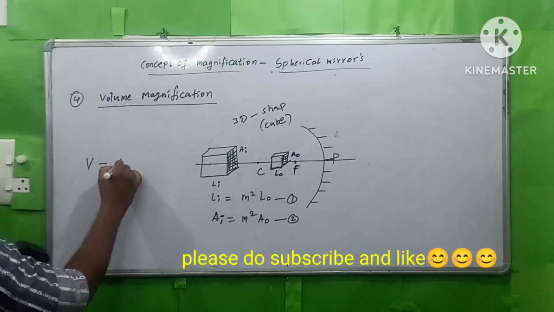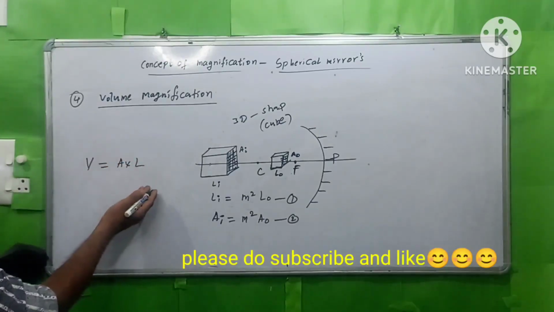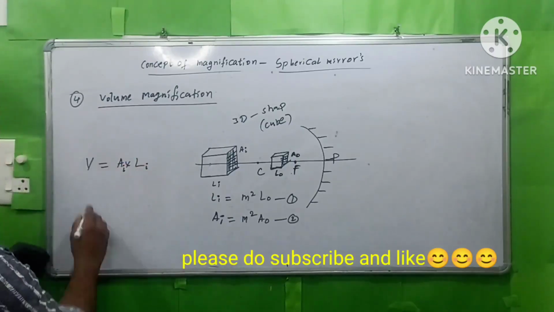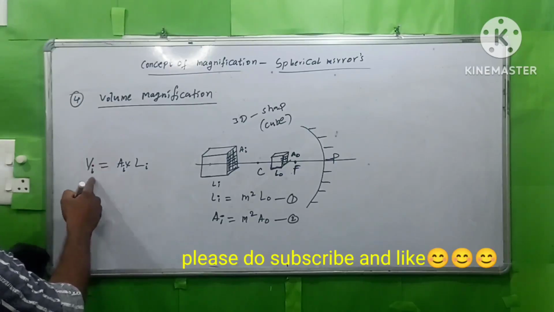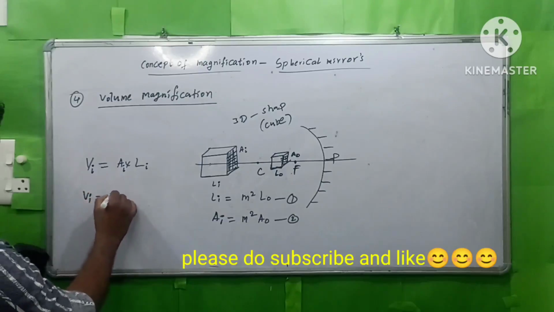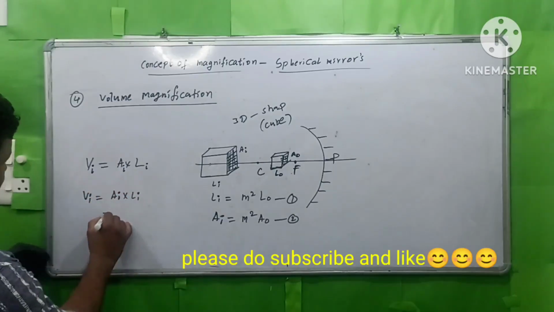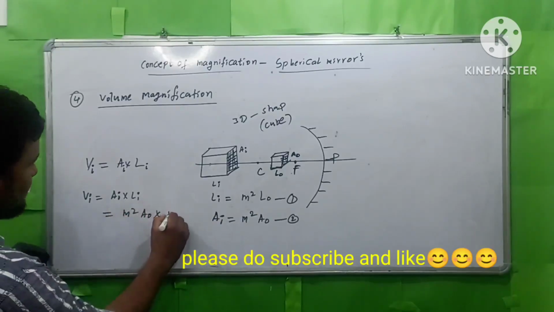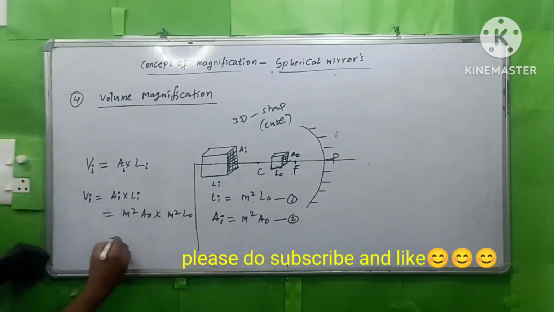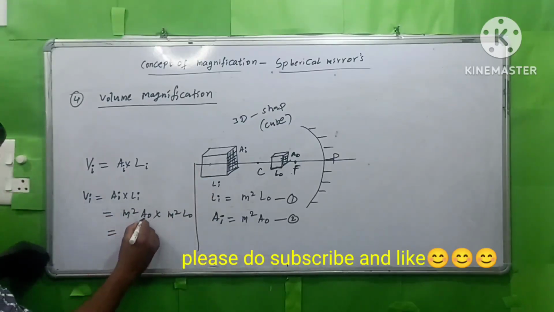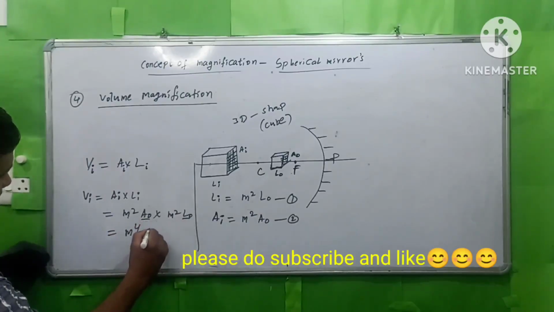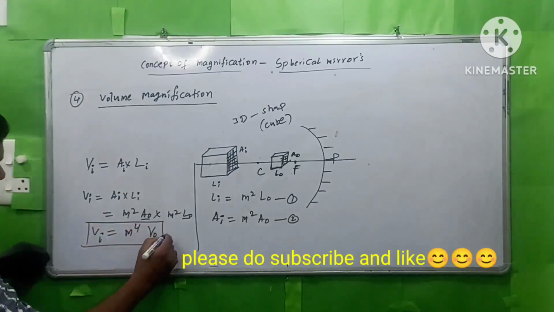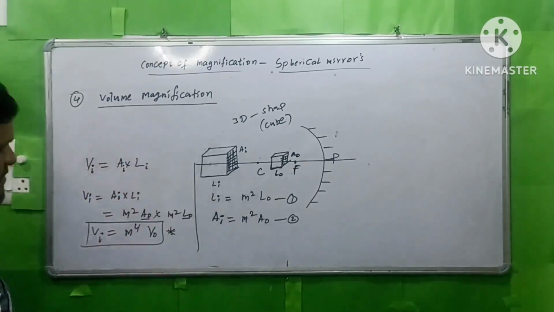Can I write volume V is equal to area into length? Yes, we can write area of image, length of the image. So what is volume? Finally we will get volume of image. So volume of image is equal to area of image into length of the image. What is area of image? m square times area of object, into length of the image, m square times length of the object. m square into m square, m power 4, area of object into length of the object, nothing but volume of the object. So volume of the image is equal to m power 4 times volume of the object. This is the formula for volume magnification.